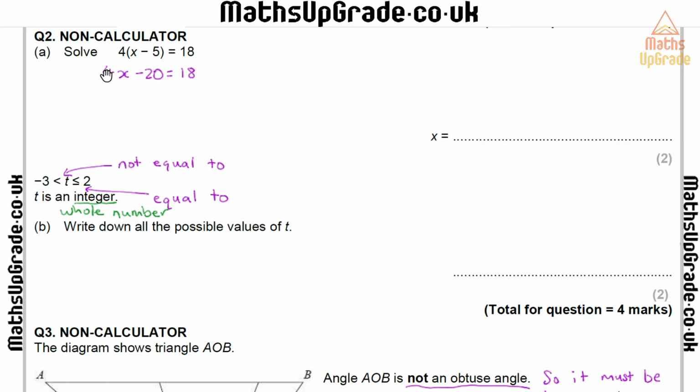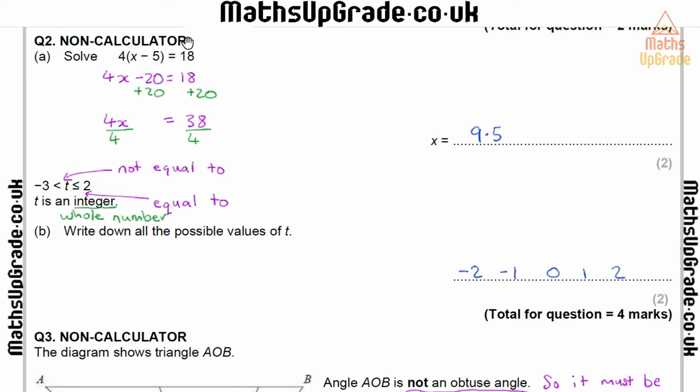Then since I need to get x by itself, I'm going to get rid of this -20, and the inverse of that is add 20, and I do that to both sides. So that gives me 4x, these two things cancel each other out, and 18 add 20 is 38, so 4x equals 38. Then, since x has been multiplied by 4 here, I'm going to divide by 4 on both sides, since that's the inverse of multiply. So 4x divided by 4 gives me just x, and 38 divided by 4 is 9.5.